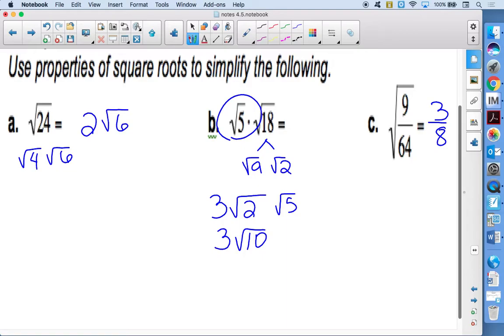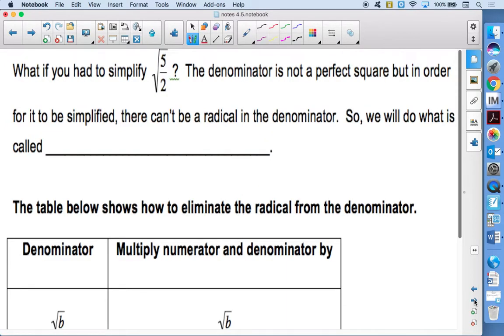So the other part that we're going to talk about, which would be the newer part, would be taking a number that is the square root of 5 over 2, which really is the square root of 5 and the square root of 2, and trying to simplify it. Now, we did part of this already. It says the denominator is not a perfect square, but in order for it to be simplified, we can't have the square root in the denominator. So we have to do something with it.